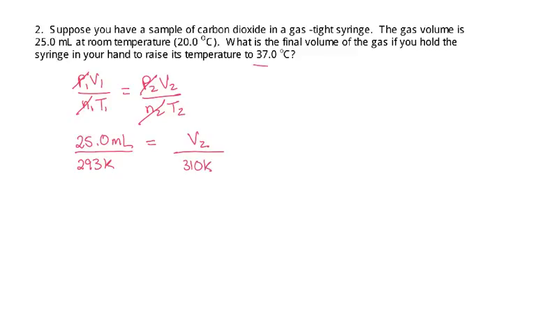I would recommend as soon as you see a temperature, go ahead and change that to Kelvin for this chapter, because we're always going to be using Kelvin. So then we can solve for V2. V2 is going to be equal to 26.5 milliliters. This is the combined gas law, but basically we solved it when we crossed out pressure and amount. That would be Charles' law. So you could have used just Charles' law, or we could use the combined gas law and cross out whatever we have that's constant.